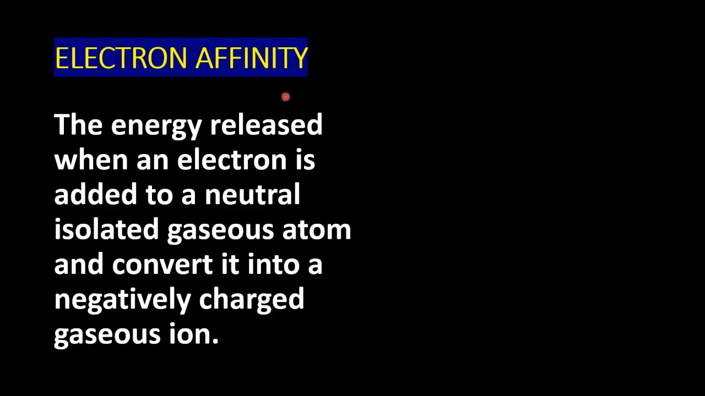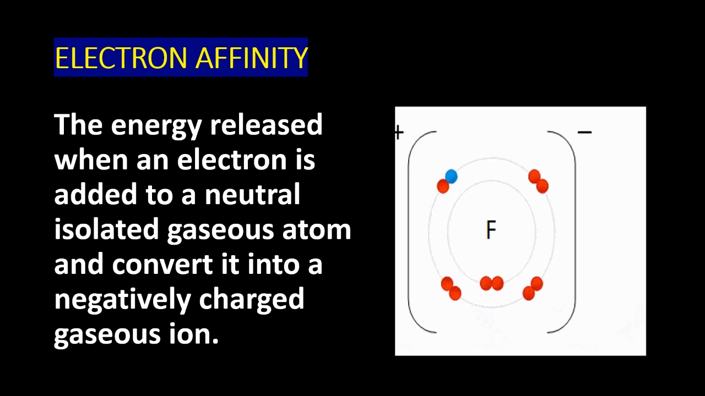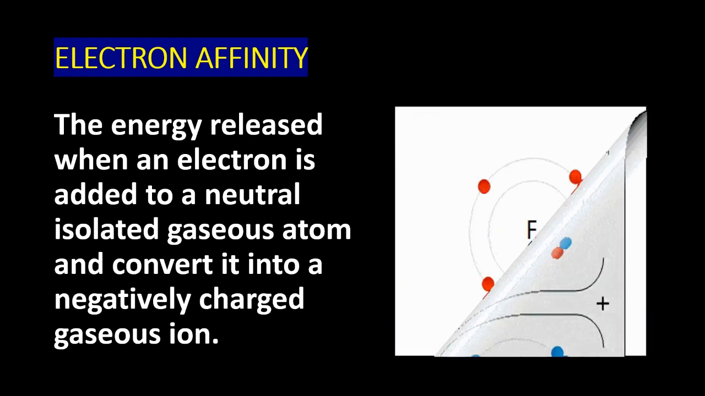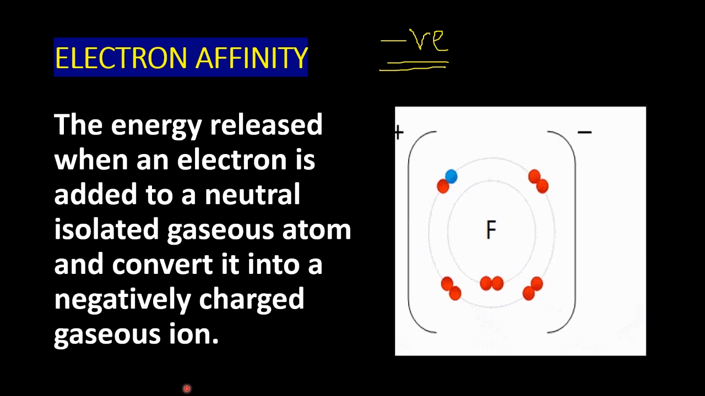Next comes electron affinity. Opposite of that, it is the energy released. So when you see energy released, straight away it is electron affinity. When an electron is added to a neutral isolated gaseous atom, it will convert into a negatively charged gaseous ion. Because this is energy release, the value of electron affinity will be negative, remember. And for ionization potential, it will be positive values.